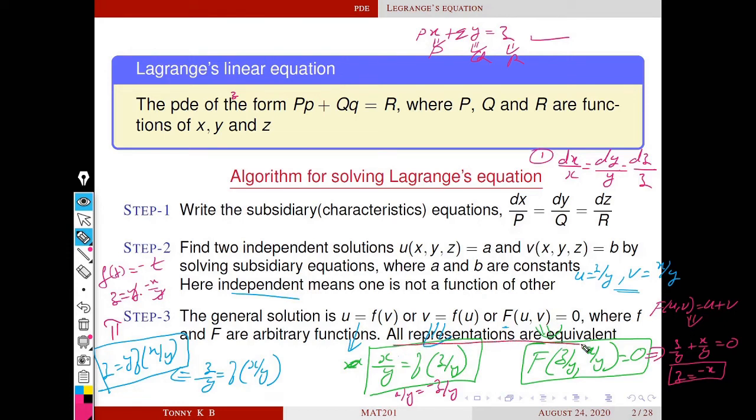All the representations are equivalent. Clear? All the representations are equal. That means this is our first, this is the second representation, this is our third representation. That means the set of all surfaces satisfying this representation is equal to the set of all surfaces satisfying this second family, which is equal to the set of all surfaces satisfying this third family for a particular problem. So you can represent solutions of this PDE in any of these three forms. These are just different representations of the same family of solutions, similar to different nicknames of a person.